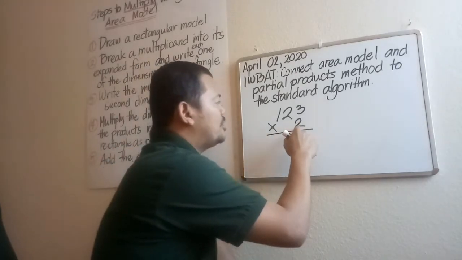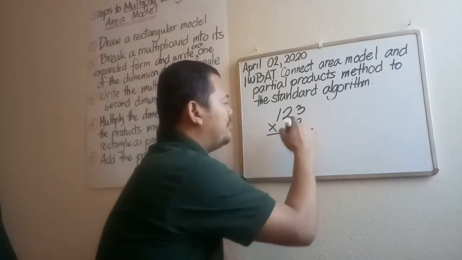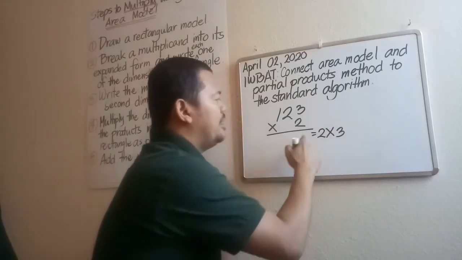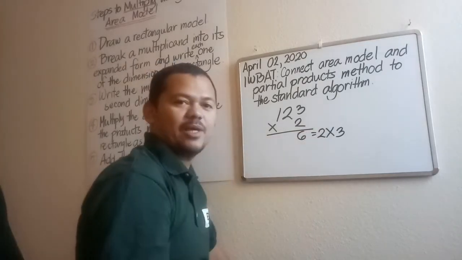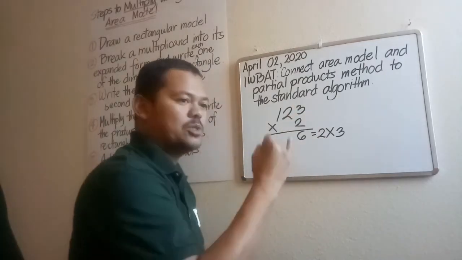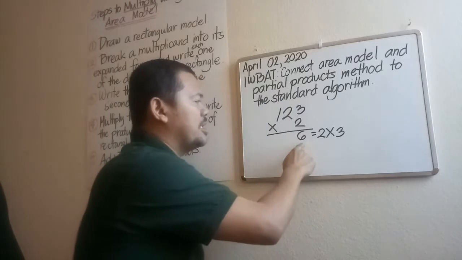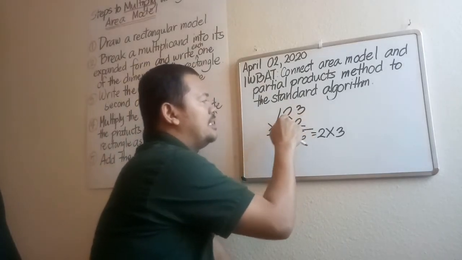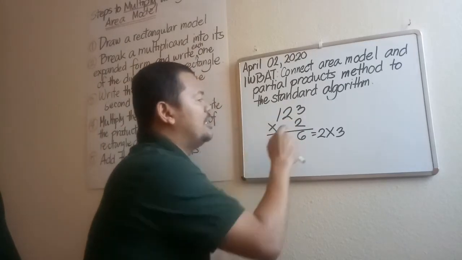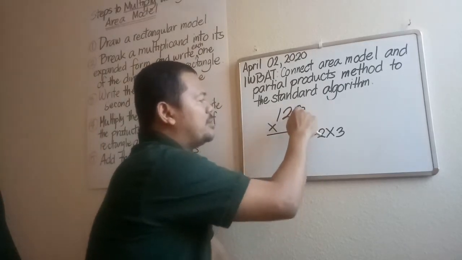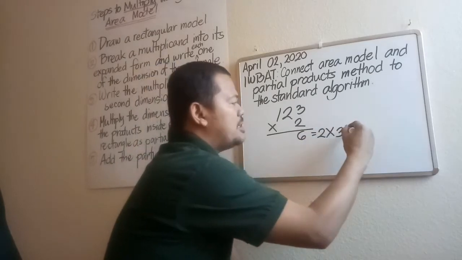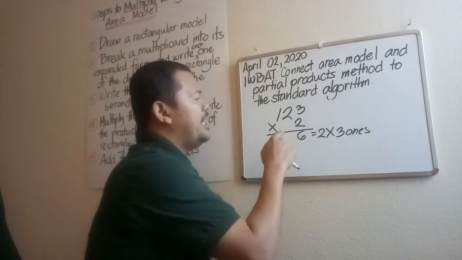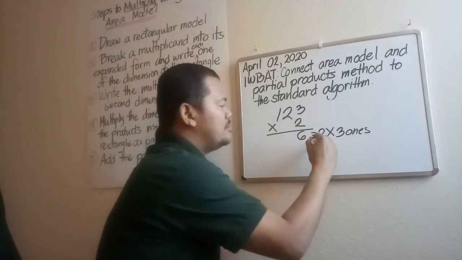Let's start with 2 times 3. 2 times 3 equals 6. Okay? 2, 4, 6. Here's your 6. Next, this is the place value: ones, tens, and hundreds. So we got here already ones. 2 times 3 ones equals 6.